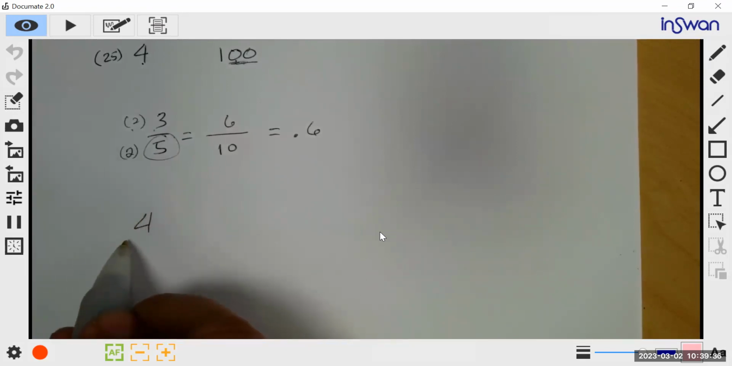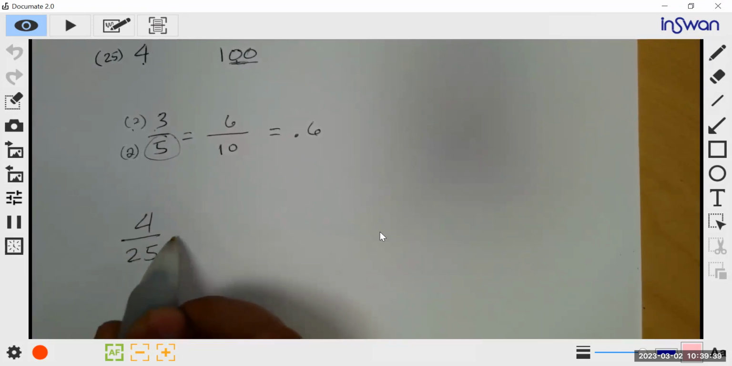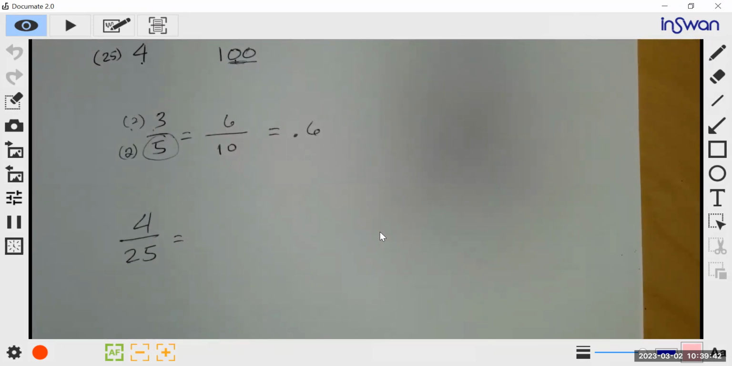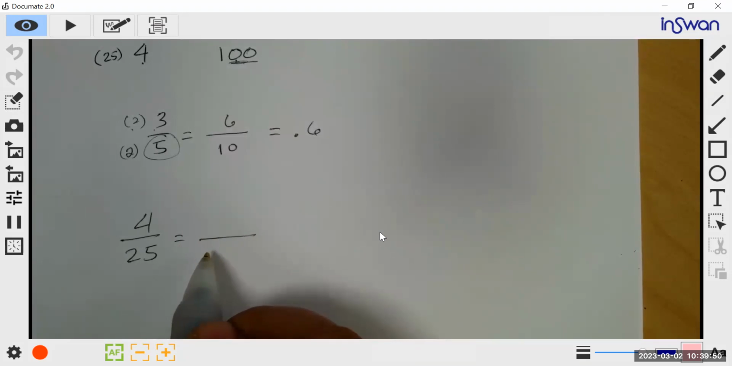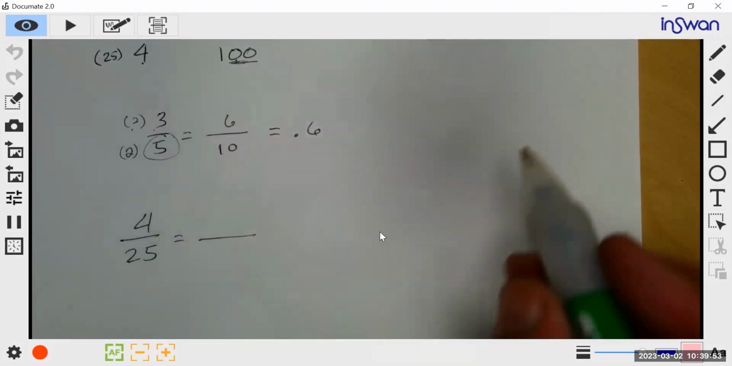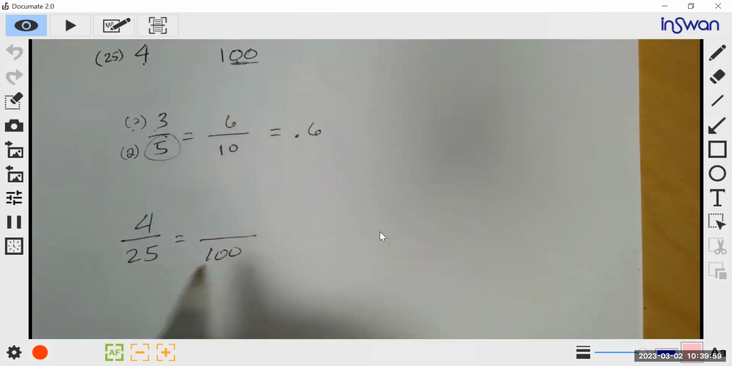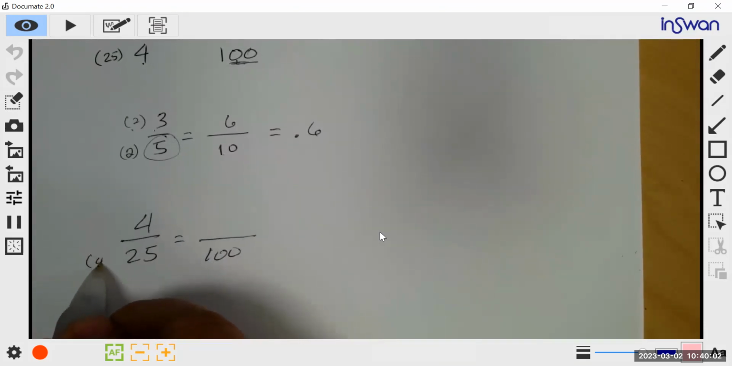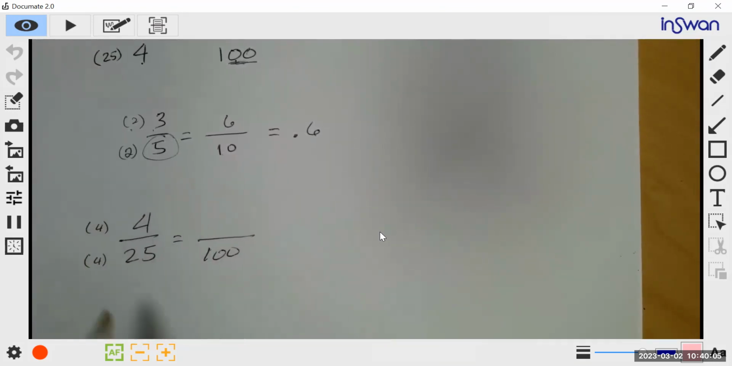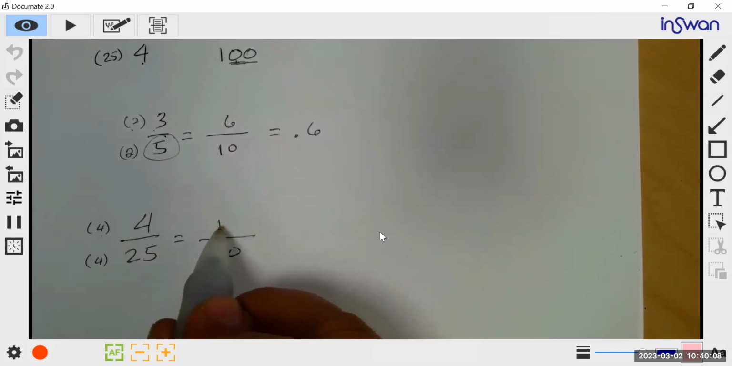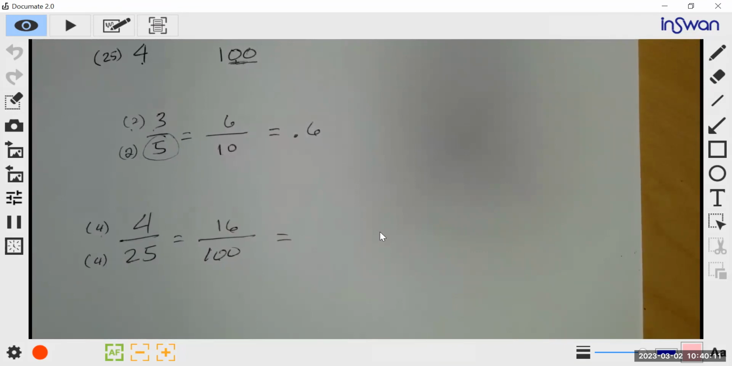So we're at the bottom. What's 4 over 25? But it has to be either 10, 100, or 1,000. Remember, it could be 100. Yeah, by multiplying by 4, right? We get 25 to 100 by multiplying top and bottom by 4. 4 times 25 is 100. 4 times 4 is 16. Move the decimal 2 to the left. So the answer is 0.16.